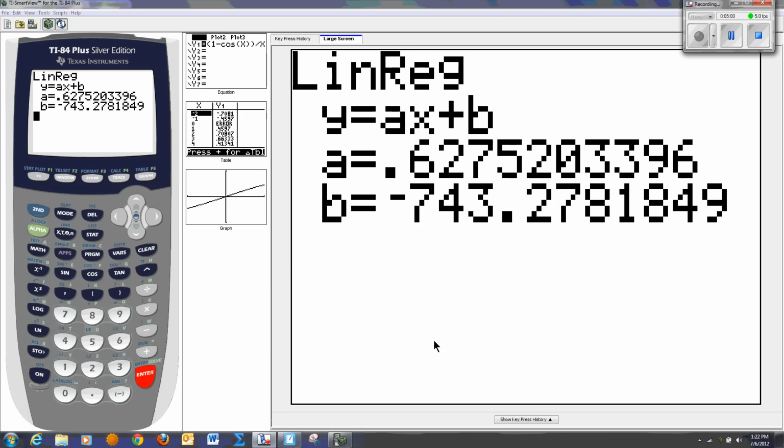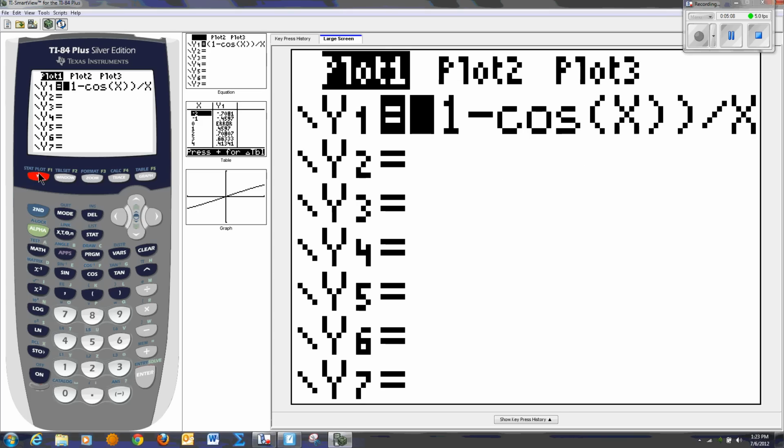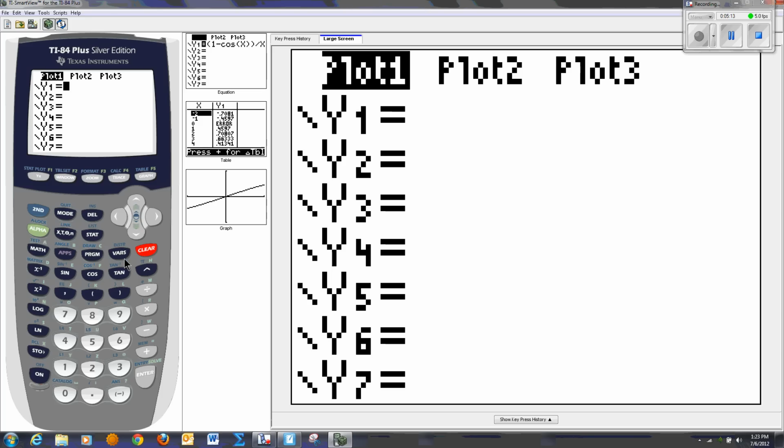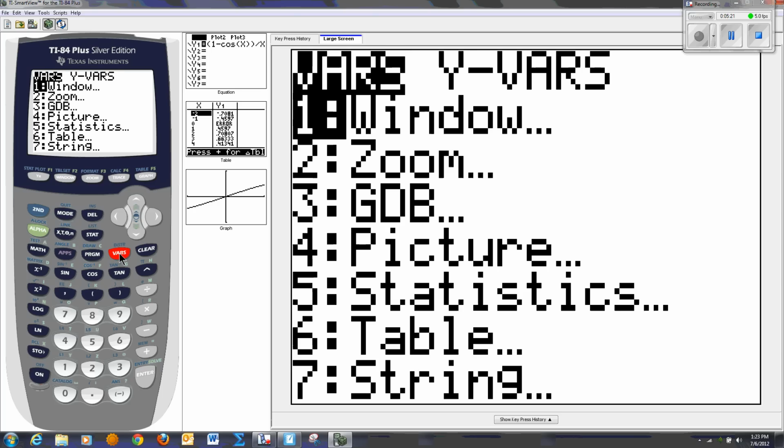Next, we'll ask our calculator to graph this actual line. In order to do that, we hit y equals. I have something in here, so I'm going to clear that out. I'm going to tell my calculator to put that exact equation in y equals. To do that, I'm going to hit this bars button right here.